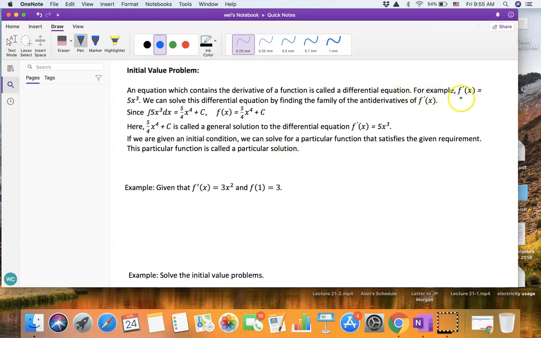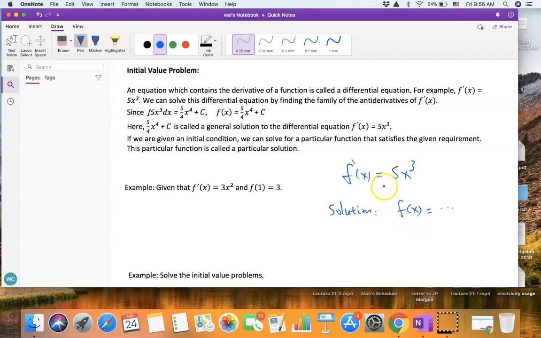So, for example, this equation f prime of x equals 5x to the third. This is a differential equation because in this equation it contains a derivative of a function, and the solution of this differential equation is a function f(x). So if we can find what is the formula, what is the equation of the function f(x), then that will be the answer, the solution to this differential equation.